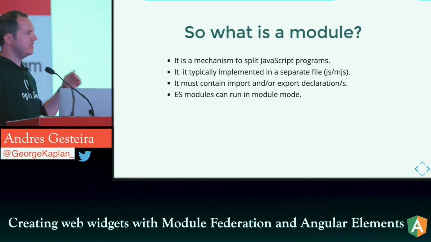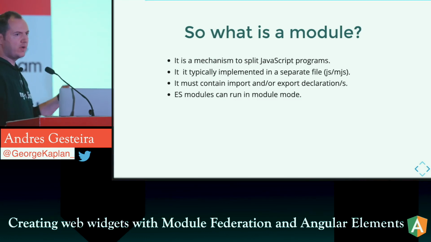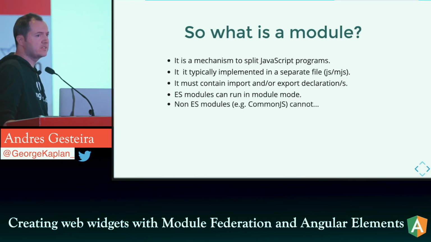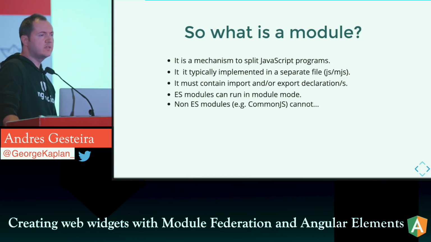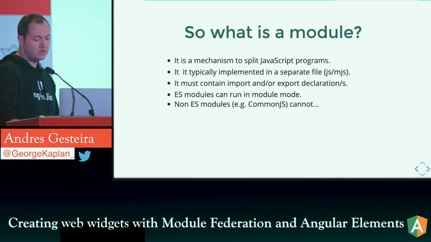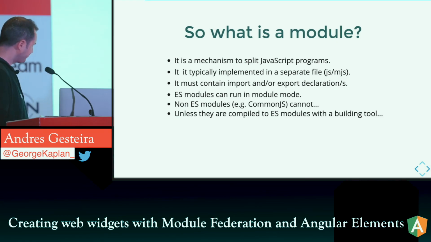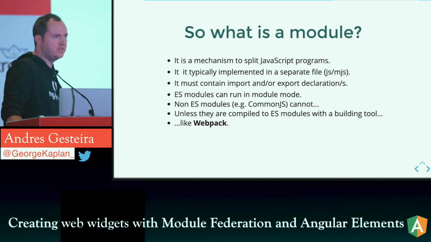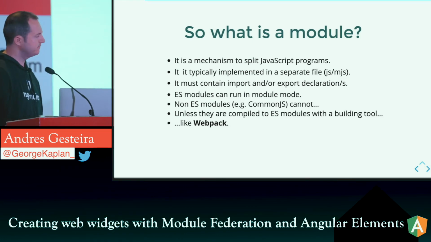But you do it to signal that that file is actually an ES module. An ES module can run in native module mode, but non-ES modules cannot. For example, CommonJS, when you use it in Node.js with the require keyword, is not a native ES module. However, we can make them into that by using a build tool, and in our case it is Webpack. This is going to change in the near future. We are going to use ESBuild, whatever, but for the moment it's Webpack.